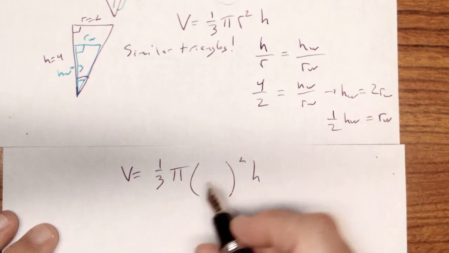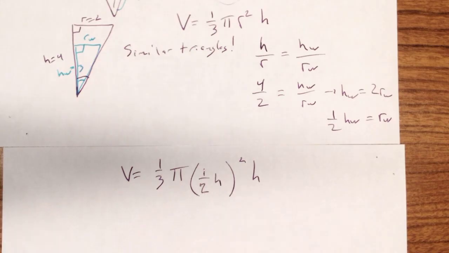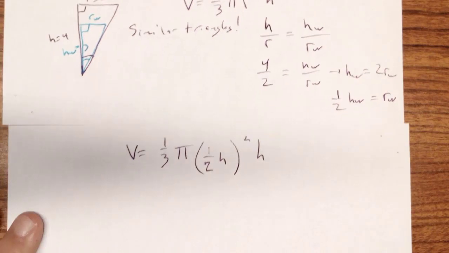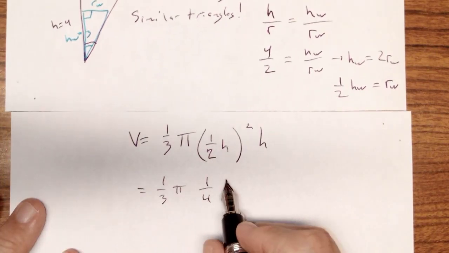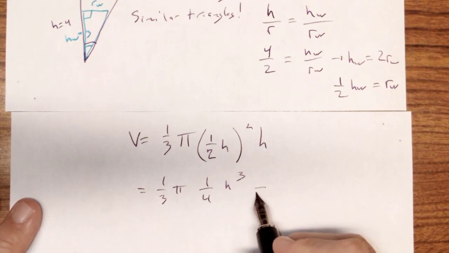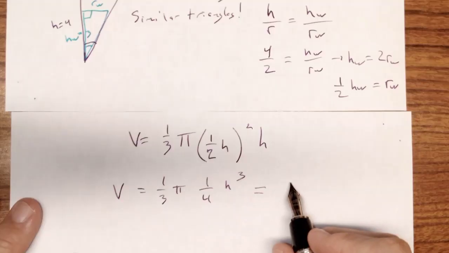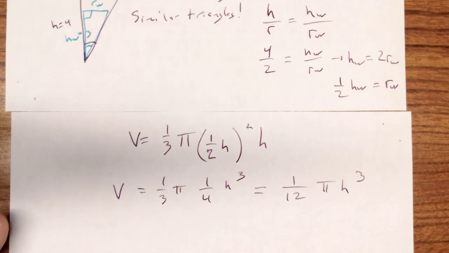But instead of R, I'm going to write 1/2 H. Please notice I got to square that. So that's 1/3 pi, square a half, you get a 1/4 H squared, but then another H gives me an H cubed, which is the same as 1/12 pi H cubed.